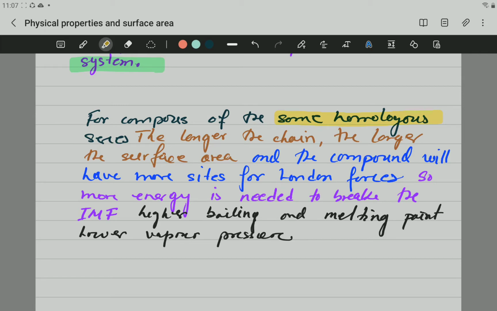And the compound will have more sites for London forces. So if the chain becomes long, there are going to be more sites for London forces. Remember, all compounds of all homology series have, as well as the main intermolecular force, London forces. If they have more sites for London forces, more energy is needed to break the intermolecular forces. Obviously, the stronger the intermolecular force, the higher the boiling and melting point, and the lower the vapor pressure. I think this is quite simple.